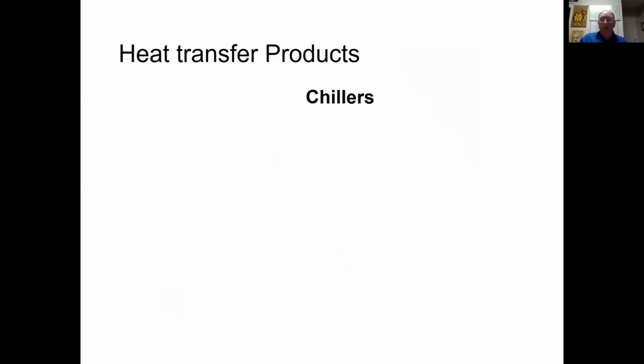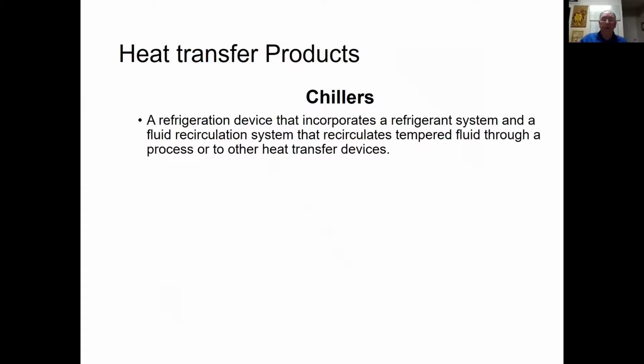Other products are chillers. Those are refrigeration devices that incorporate a recirculation system to flow tempered fluid through the process or to other heat transfer devices. Typical delivery temperatures for the chillers are between 20 and, it says 70 degrees here. It's actually 80 degrees now with the 410A refrigerant.